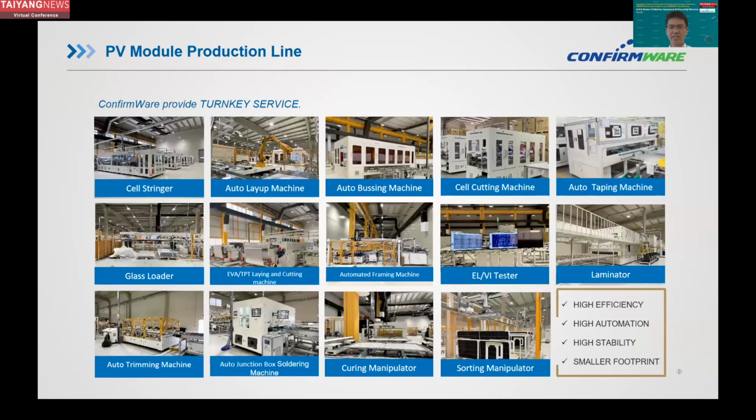We design and make main machines like stringers, layup machines, and autobusing. Also, for the testers and laminators, we just cooperate with our partners. That means over 75 machines are made by us. So it's easy for us to control the quality and also give service to our customers.